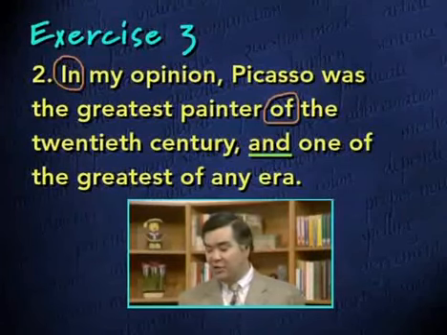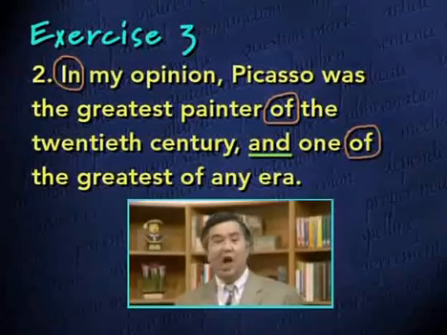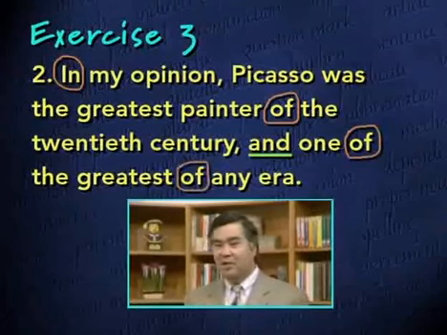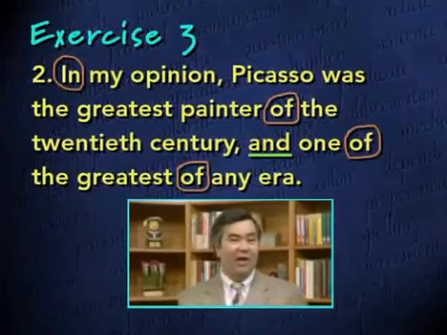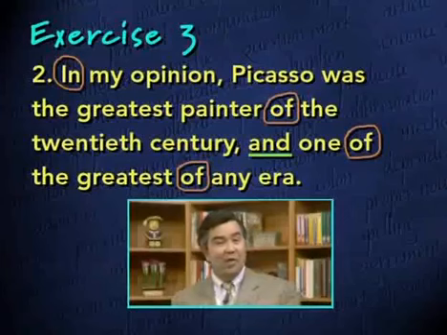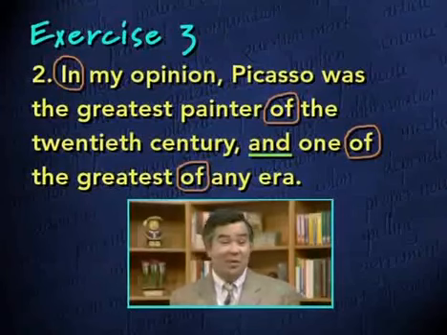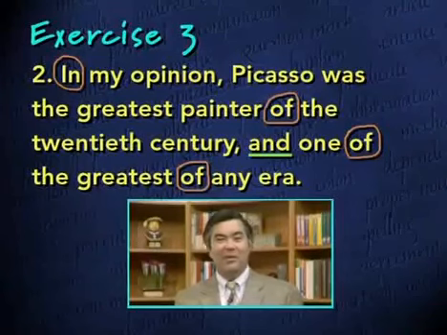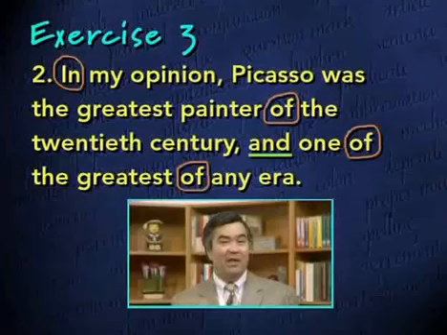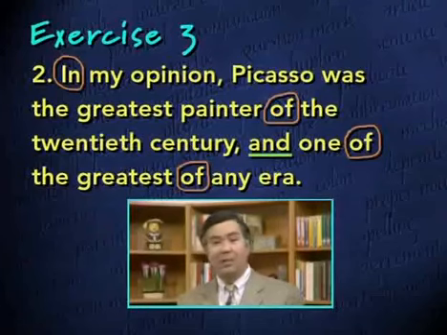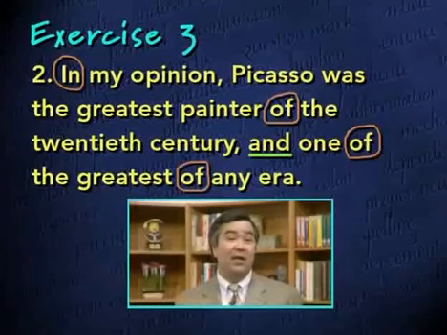the noun century. Of the greatest is another prepositional phrase, and of any era is a prepositional phrase. So the 4 prepositions here are in, of, of, and of. Notice that this sentence includes 4 prepositional phrases, 3 of which begin with the preposition of, and yet the sentence doesn't sound terribly repetitive or awkward, does it? In my opinion, Picasso was the greatest painter of the 20th century and one of the greatest of any era.